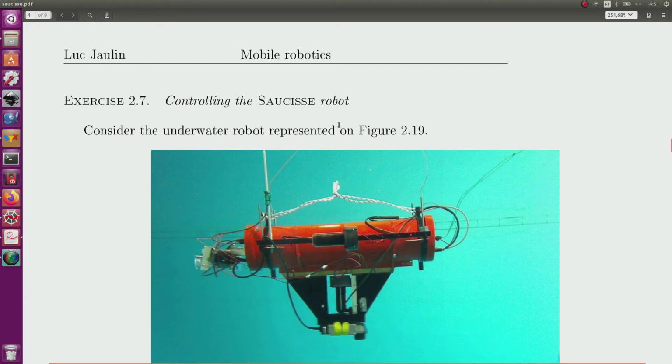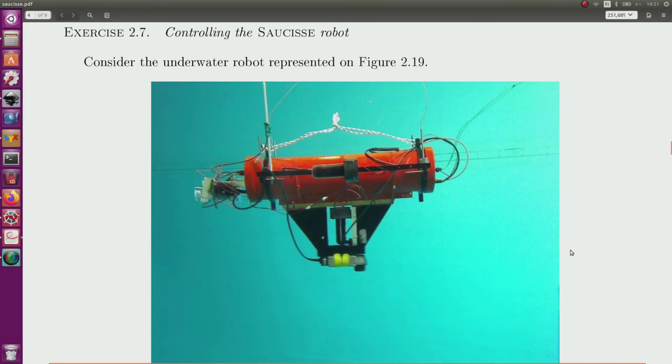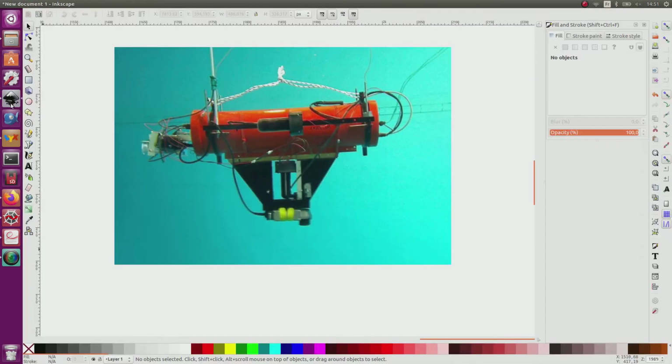Controlling the Sosis robot. The robot Sosis is the underwater robot represented in this picture. The robot has 3 propellers. We can see one propeller here, which makes it possible to change the altitude. We have one propeller here, which makes it possible to exert forces like this, and another one on the right side of the robot. So here it's front.